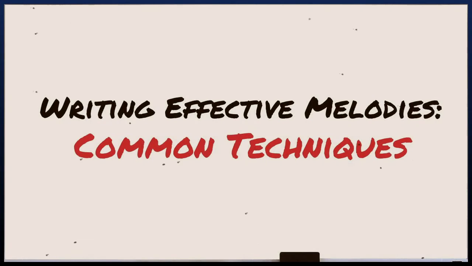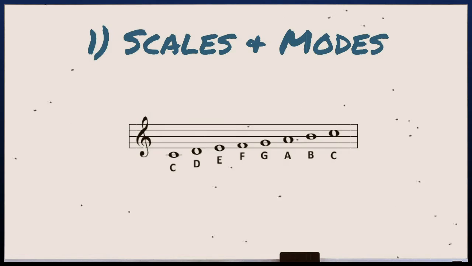Now that you've learned about the importance of writing melodies for film, TV, and games, let's learn about some of the common techniques to actually go about writing them. The first technique is to utilize scales and modes. Now we're going to cover this in depth in later lectures, but it's important to understand the concept.